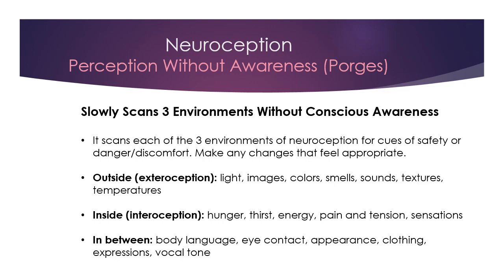So with exteroception: light, images, color, smells, sounds, textures, and temperatures. Within, interoception: hunger, thirst, energy, and pain. And the in-between is the body language, the eye contact, the appearance, clothing, expressions, and vocal tones.